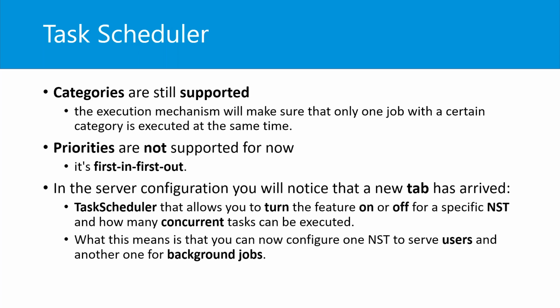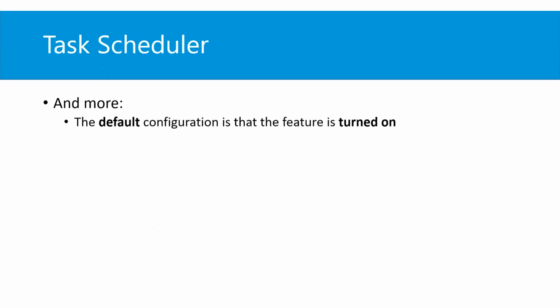And if you look at the configuration for the service tier, in the administration tool or in the file, there is a new tab. It's called Task Scheduler, and you can turn it on or off for a specific service tier. And you can also determine how many concurrent tasks you can execute. What it means is that you can now configure a specific service tier to run certain background jobs. So you can have, let's say, a number of service tiers for your users, others for web services, and then maybe 2 or 3 to run jobs in the background, which is very interesting.